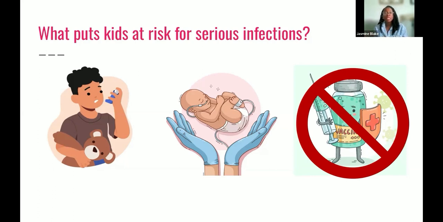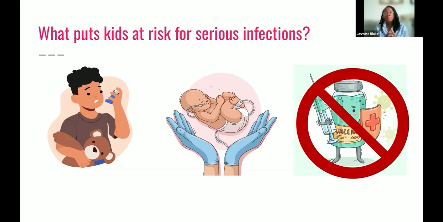And so those kids who were born prematurely tend to have more of a risk of a serious infection, just because being born early, we know, impacts the growth of not just their lungs and their heart, but just their overall growth.